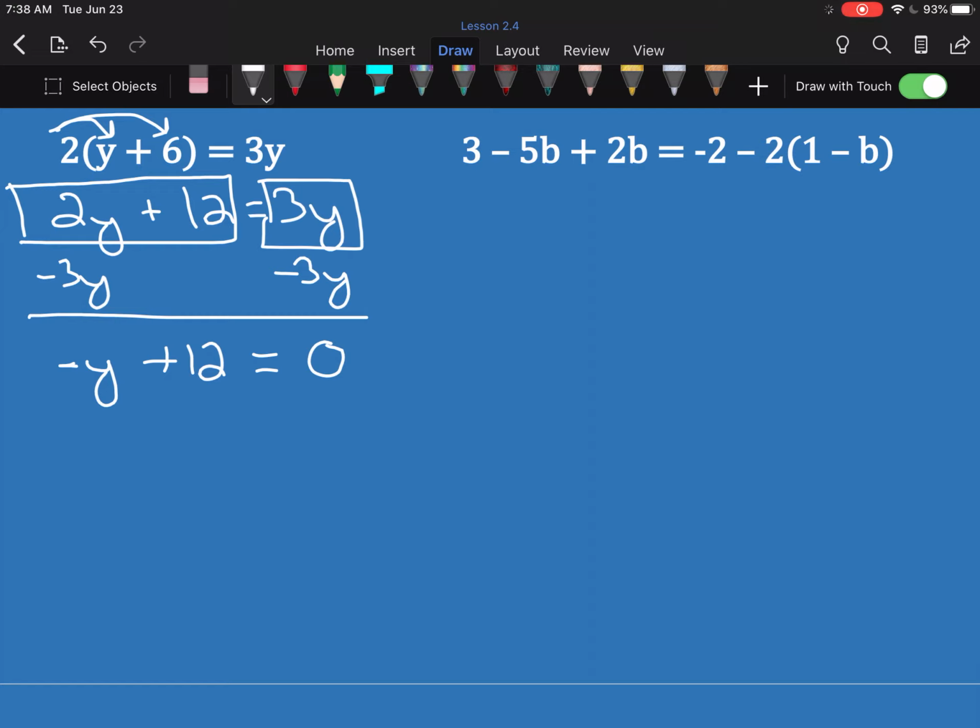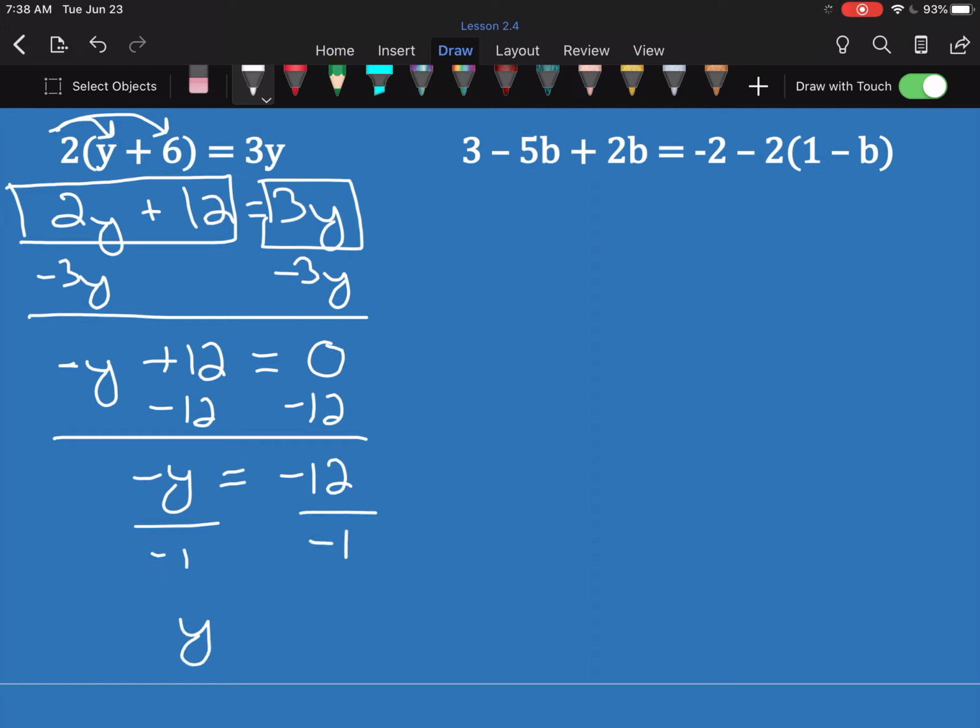is 0. Now we will take the number term, this positive 12, and subtract it from both sides to move it. So negative y equals negative 12. And you're not allowed to have negative y, so we will divide both sides by negative 1, essentially flipping the sign of both. And that gets me y equals 12, the solution to the problem.